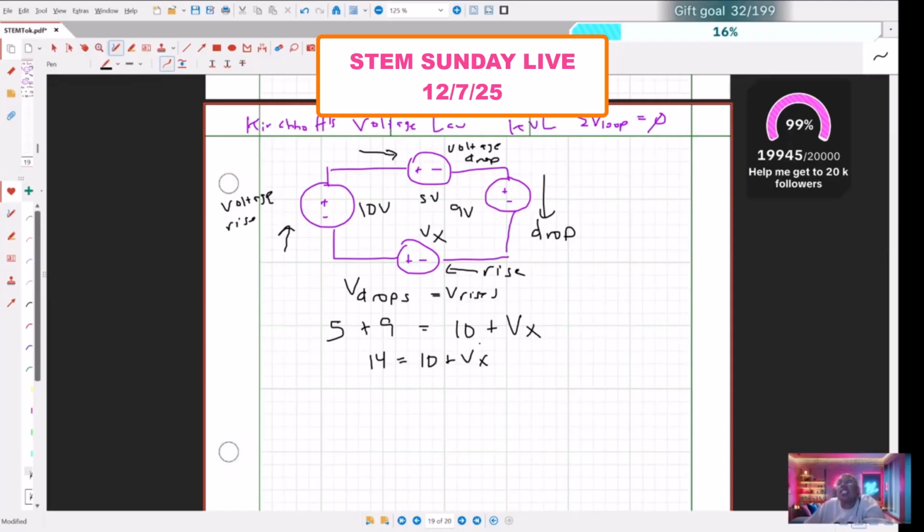Your challenge is to get to the answer before I do. What is Vx? 14 equals 10 plus Vx. So now I'm going to do minus 10, minus 10. What does Vx equal?